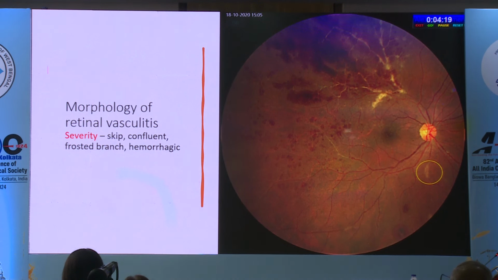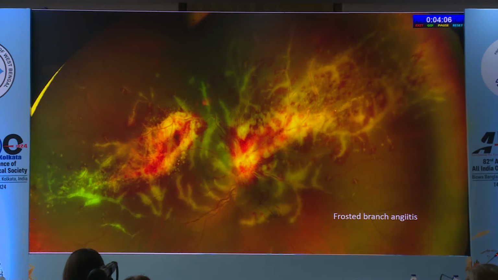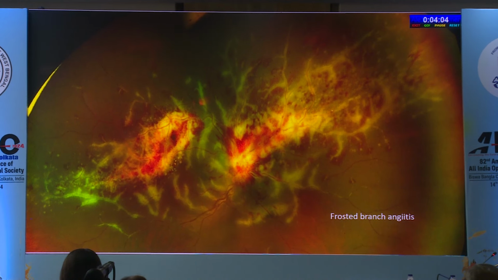So you can see this is a confluent vasculitis which shows the severity of the inflammation in this patient, whereas in the inferonasal quadrant you see this is a skip vasculitis, a small area of inflammation. This is a classic picture of frosted branch angiitis.